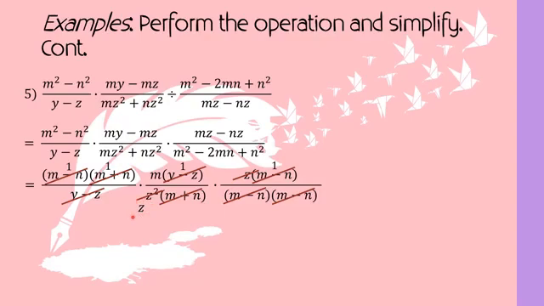Okay, so can we cancel or divide any common factors? There are no common factors left, so we just simplify, or multiply the remaining factors in the numerator. You have 1 times 1 times m times 1 times 1 is equal to m. And in the denominator, you only have z. Okay, so this is now your final answer.